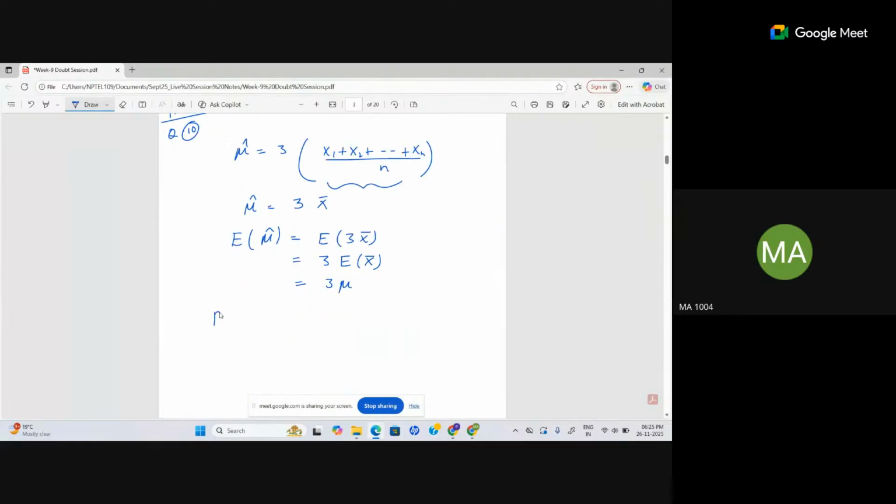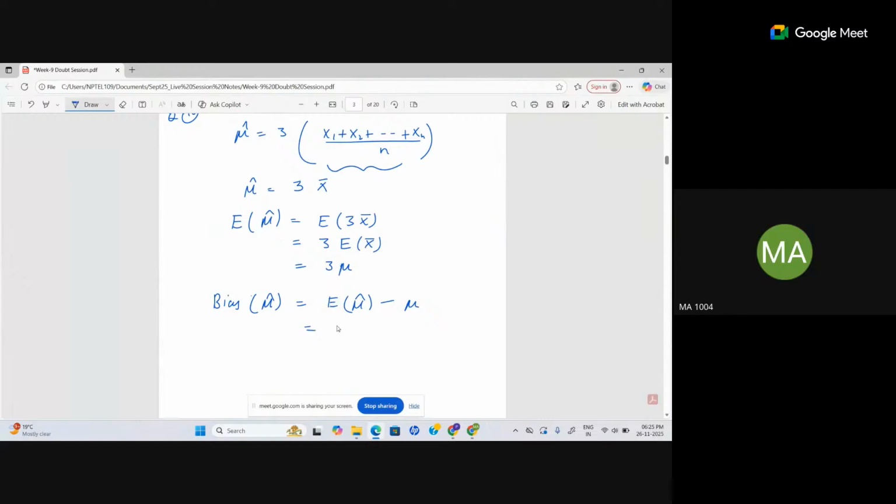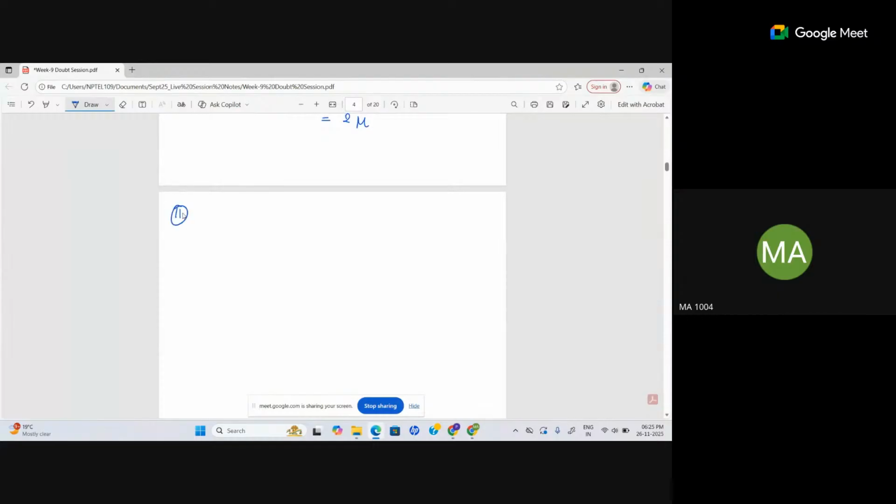Now bias, what will be the bias? Expectation of mu hat minus mu. So this is simply 3 mu minus mu, which will be equal to 2 mu. Now next is to find the variance.